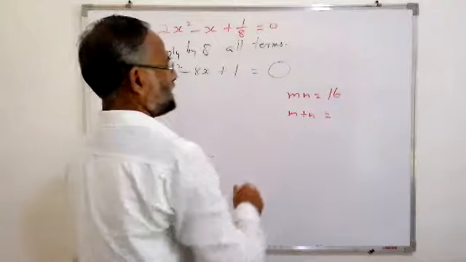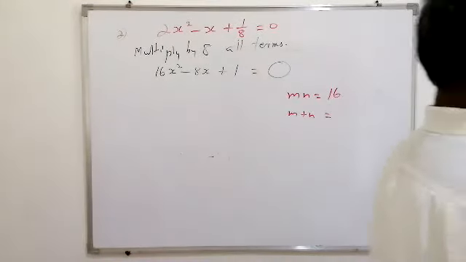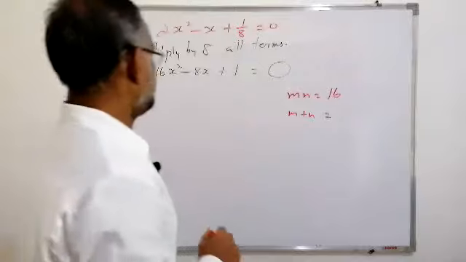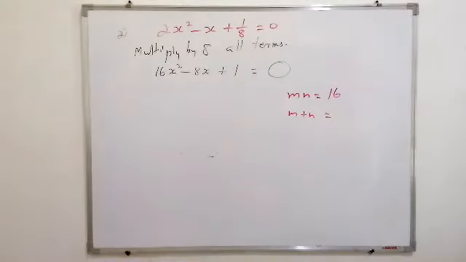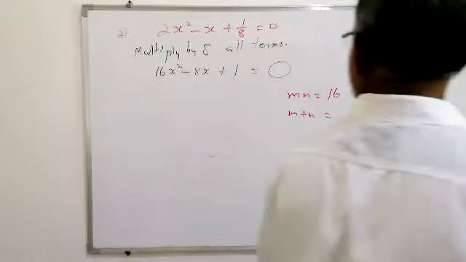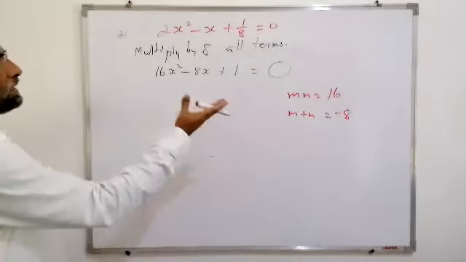Addition is how much? m plus n. Addition is, tell me. Addition is not 14. Very good. Addition is minus 8. Now, split the middle term and do.